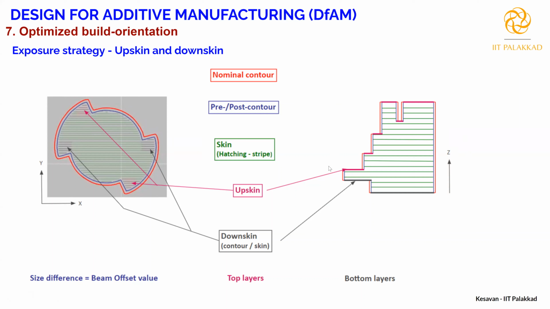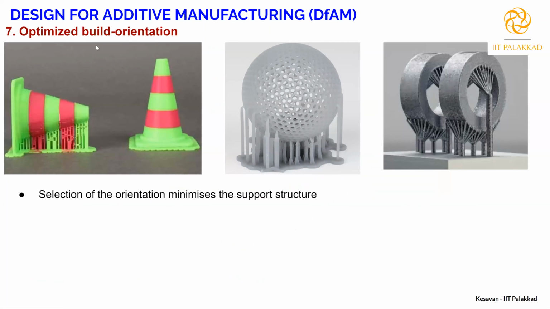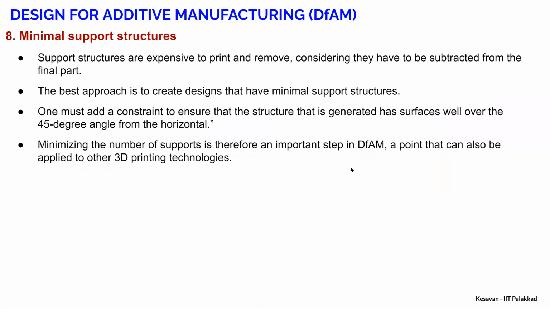Again, you need to position or design your component such that most of the component is positioned upskin, right? So you should have a higher upskin than downskin. You see, this is designed well because you have a lot of upskin compared to the downskin, because the downskin is basically the problem. Okay. Again, like this, I can give several such examples for orientation.